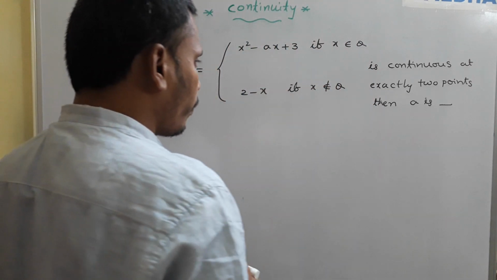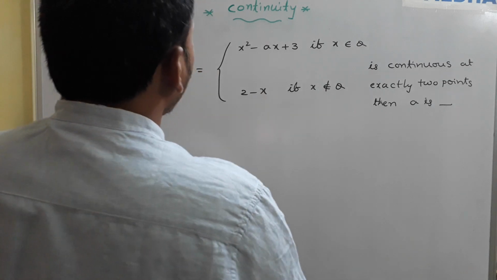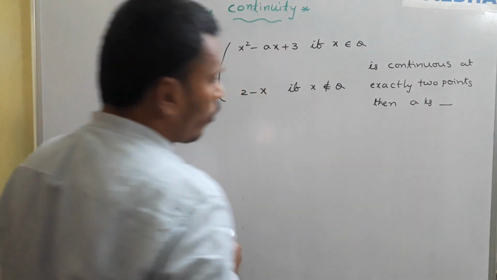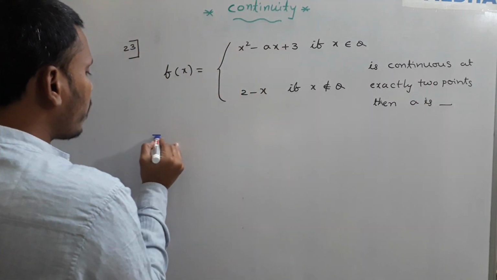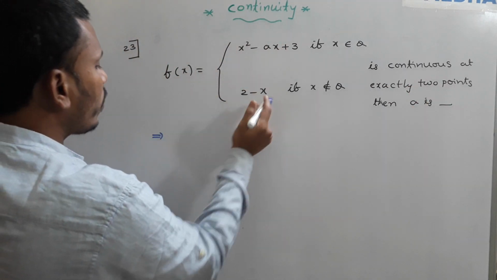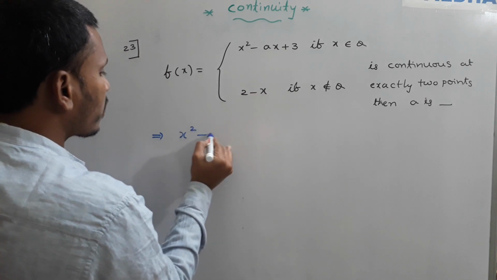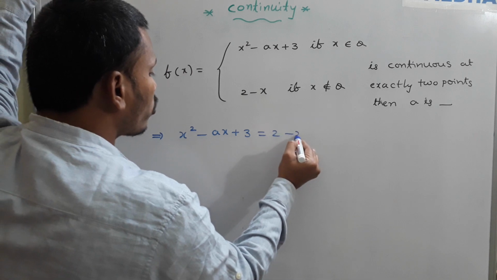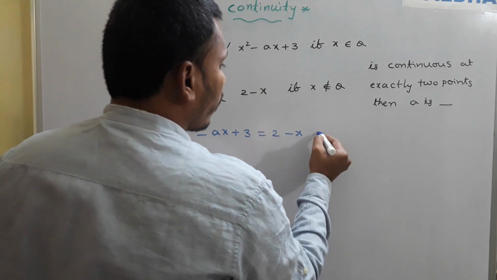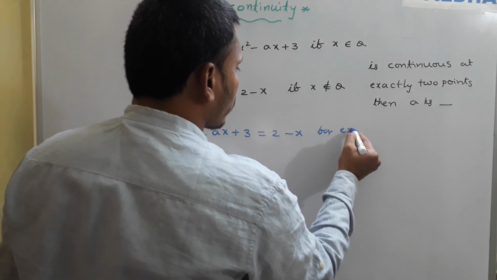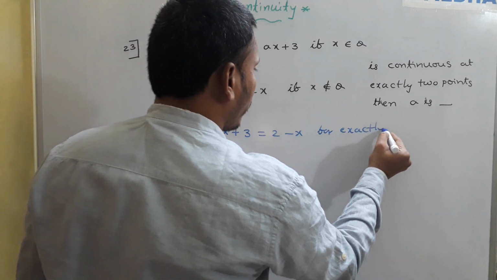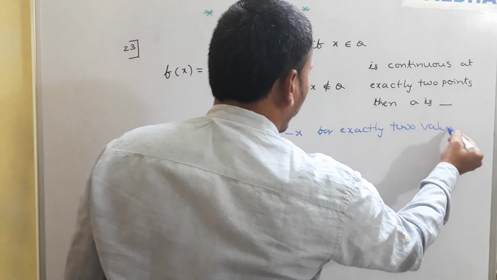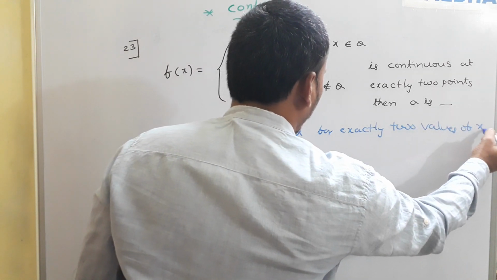both are equal. And that's why, since this f of x is continuous at exactly 2 points, that in turn represents that by this idea, these two definitions are equal. That is, x square minus ax plus 3 is equal to 2 minus x for exactly 2 values of x. From there, we need to fix the value of a.